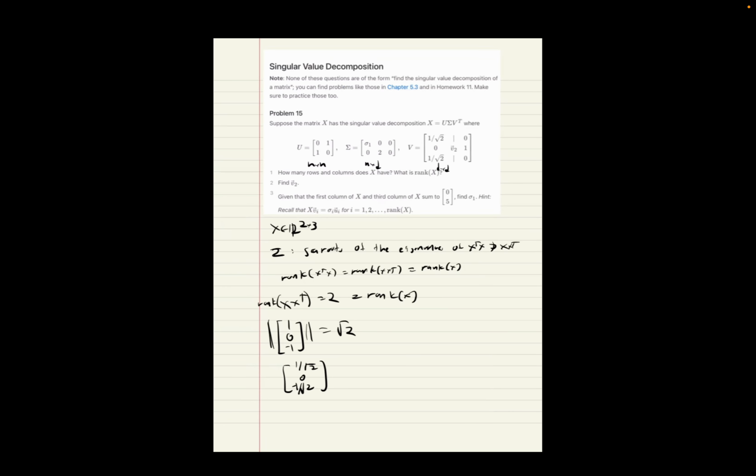So how are we going to apply that in practice for this problem? We can start by setting up the equation. Since we're looking for sigma 1 here, we're going to use i equals 1. So that means X times V1, or X times the first column of V, is going to be equal to sigma 1 scaling the first column of U. If we plug in our vectors, it would look something like this.